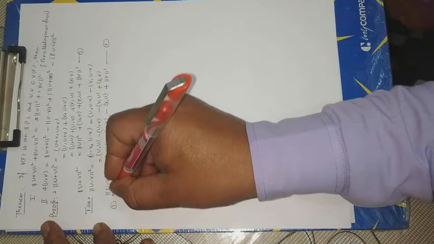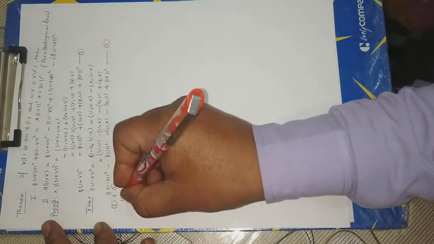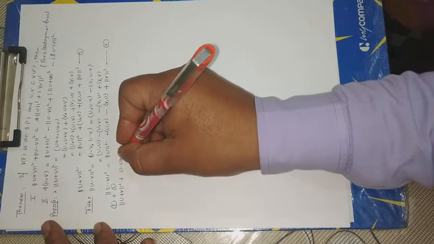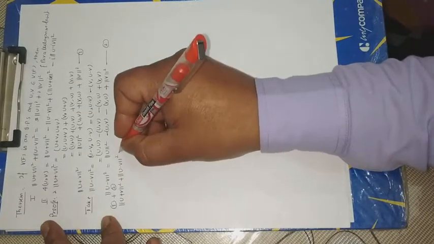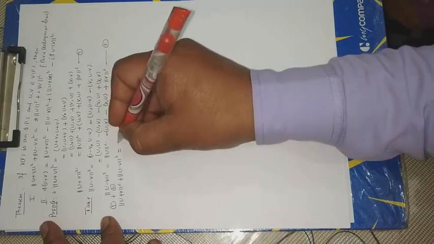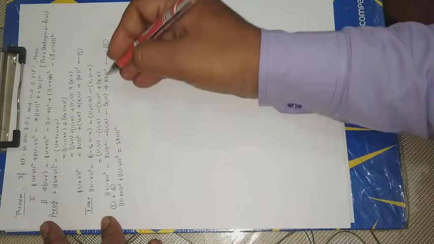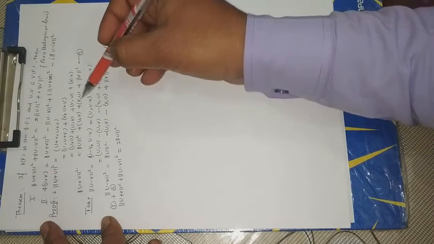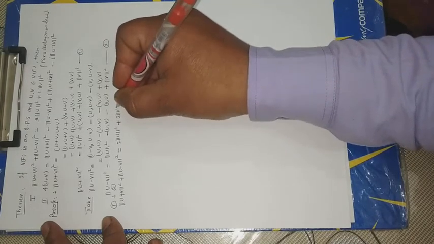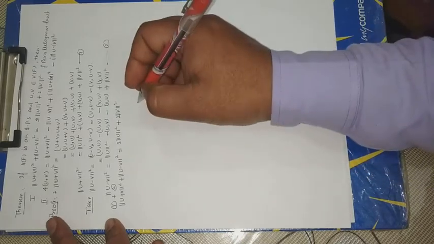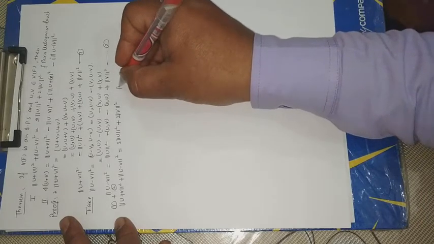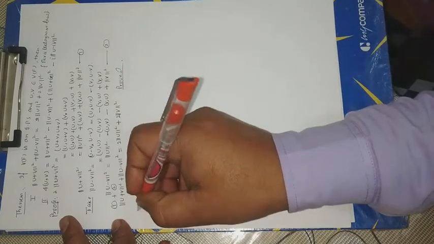Now adding equation number first plus equation number second, that is ||u + v||² plus ||u − v||². This is the value of the left hand side. Now right hand side, ||u||² plus ||u||², that is 2||u||². The second term of both are cancelled, third term are cancelled, and the last term twice, that is 2||v||². Okay. Proved.